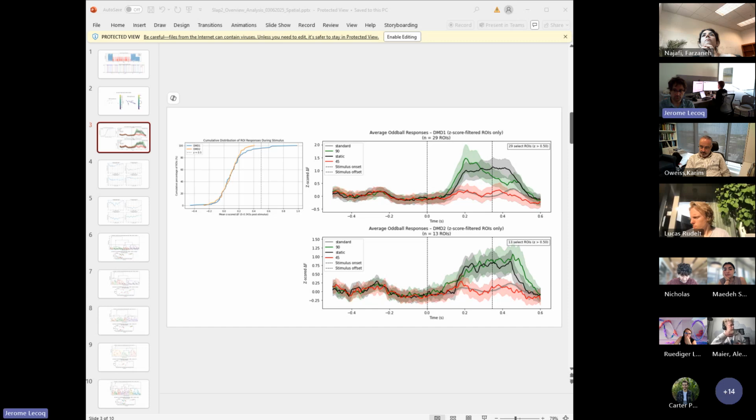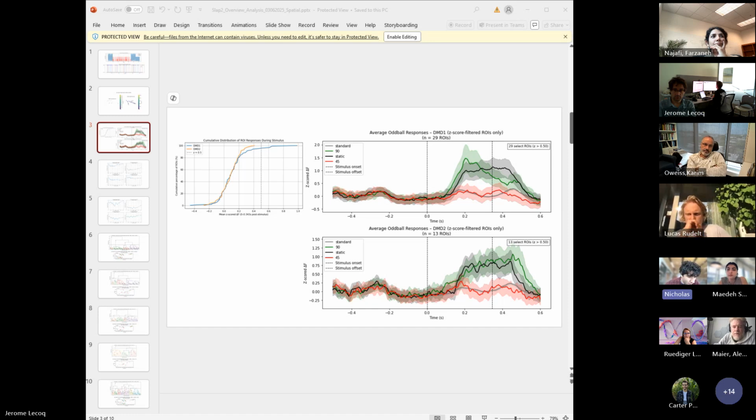So detrending, or sorry, the delta F over F normalization rather, should usually happen only as one single step at the very end of an analysis. Happy to discuss that. It depends on the details.